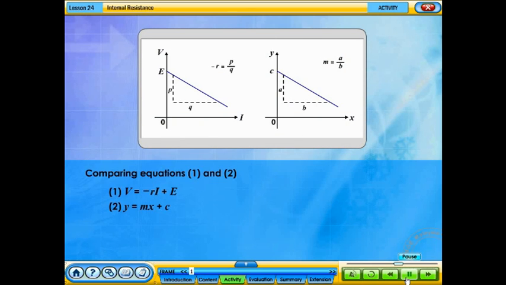Comparing equations 1 and 2. 1: V equals negative RI plus E. 2: y equals mx plus c. V and y are the vertical axis. I and x are the horizontal axis. E and c are the vertical axis intercepts. And negative R and m are the gradients of the graphs.